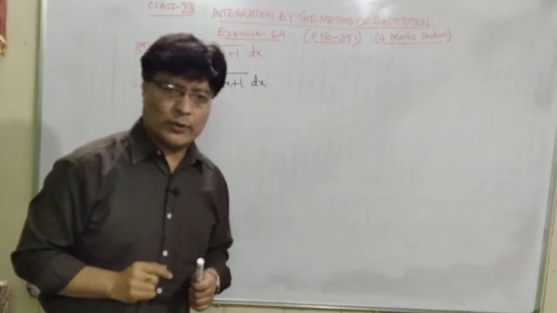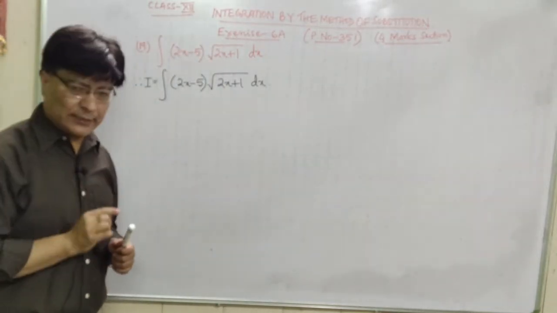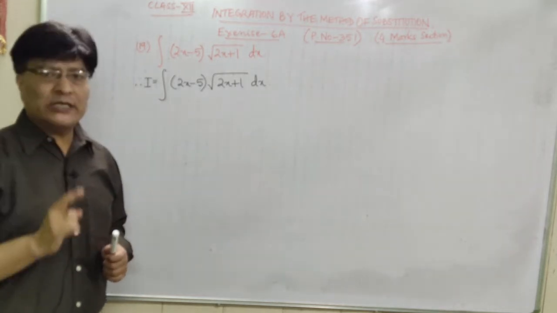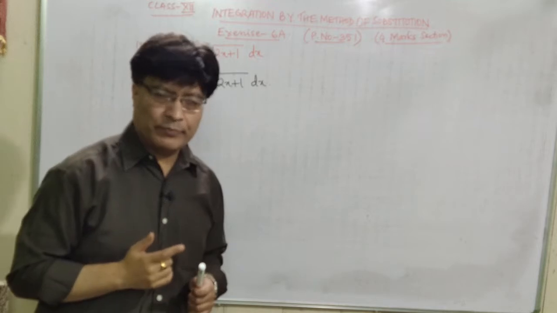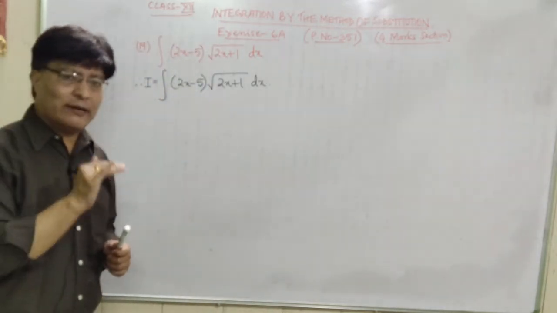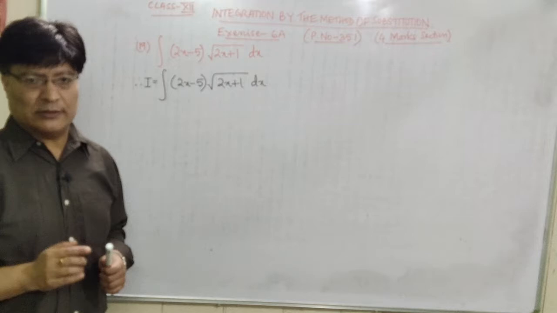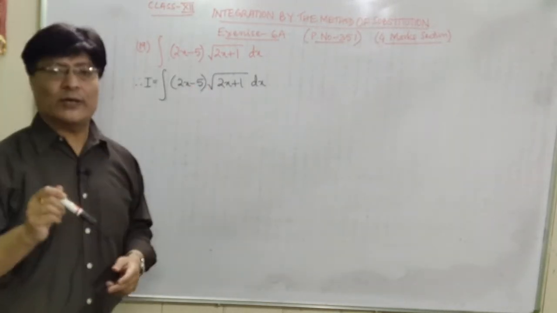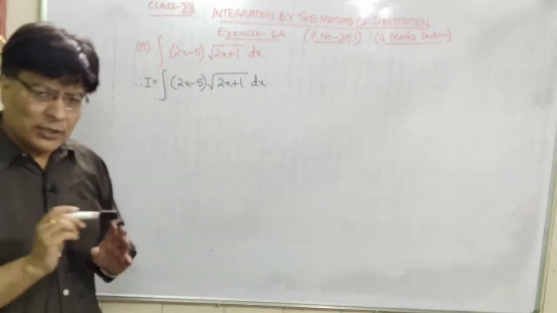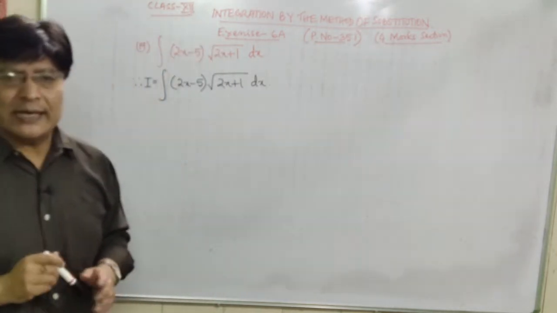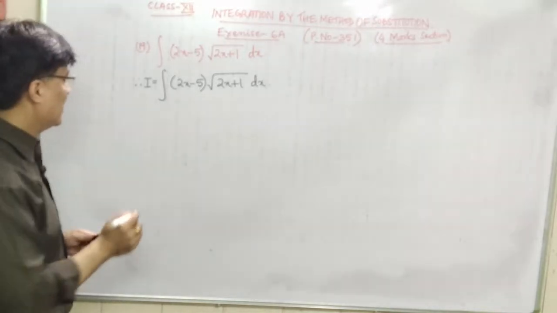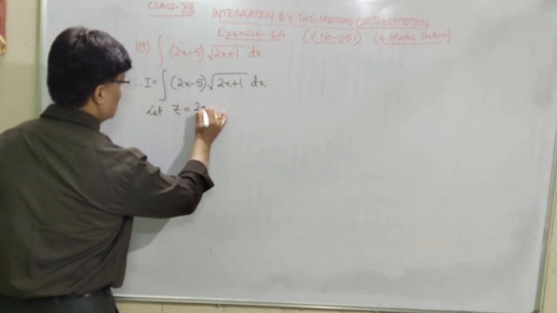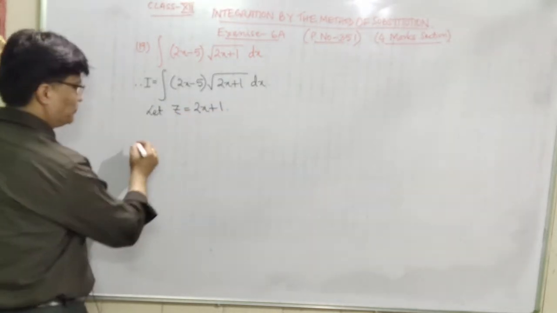The expression under the square root can be assumed as z, but in this case the square root is in the numerator, so there is no need of assuming it as z square. You can assume it as z square if the square root is in the denominator. Since it is in the numerator, don't assume it as z square, just assume it as z only. So let z be equal to 2x plus 1.